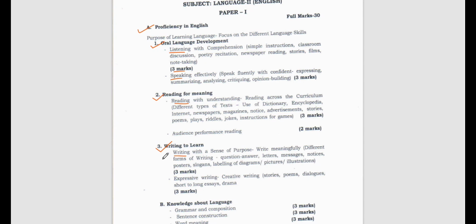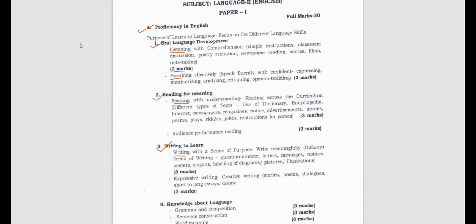Then labeling of diagrams. Whenever we are drawing diagrams in science or social science, we are labeling them. Then we have different types of pictures, and in pictures also we are labeling, right? Then illustrations, all these things. Then expressive writing. See, writing can also be expressive, which means we are trying to express who we are or what we are, right? So that is very important.